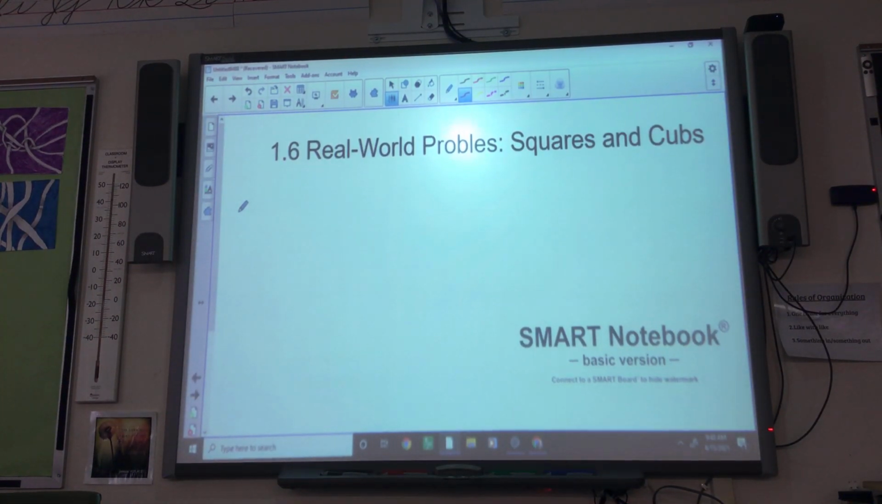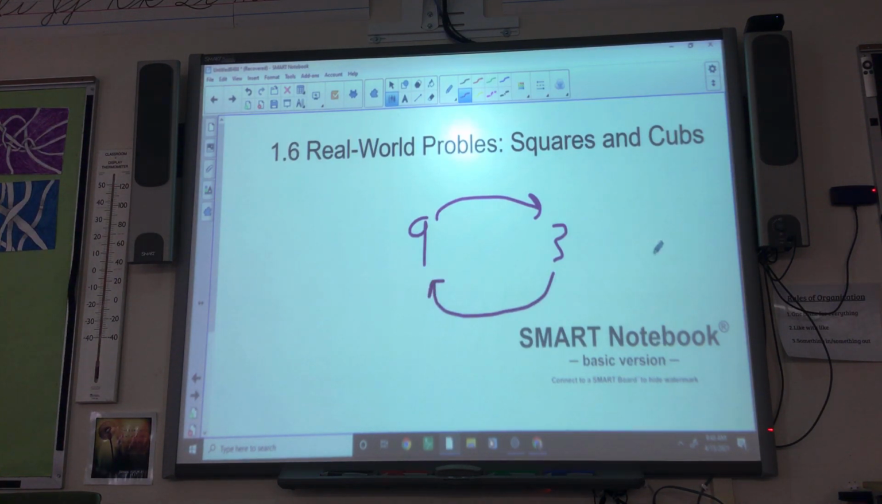Alright, so we're on page 47, 1.6, real world problems, squares and cubes. So you can see that little document they've got there. We've got 9, and it says 9 is the square of 3. And 3 is the positive square root of 9. So if I take the square root of 9, it equals 3. If I take 3 squared, that equals 9, right? All of this should be review. It's not like this is rocket science or anything, right?